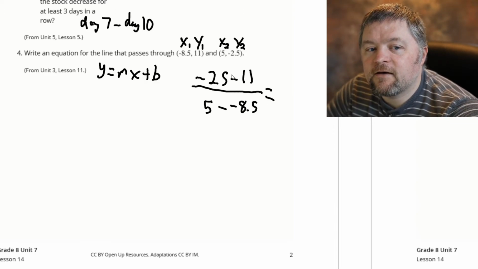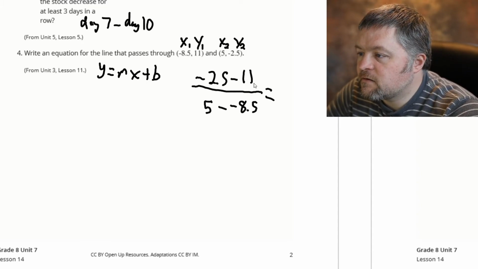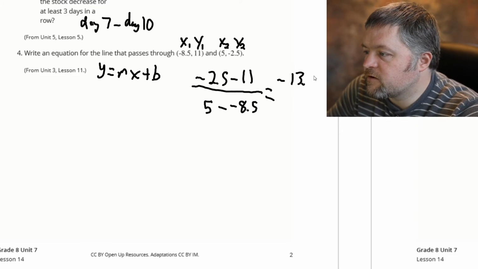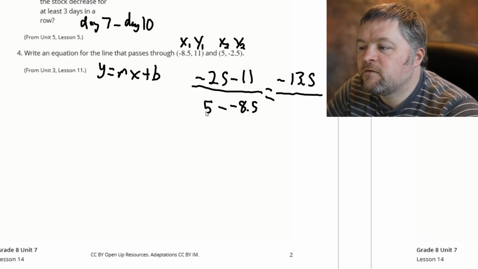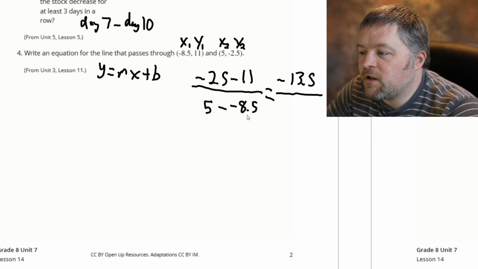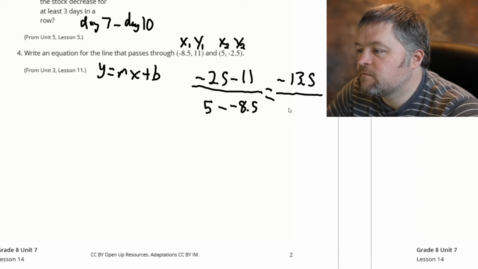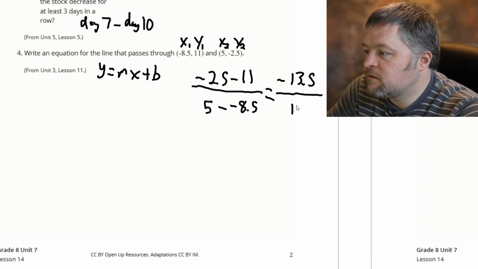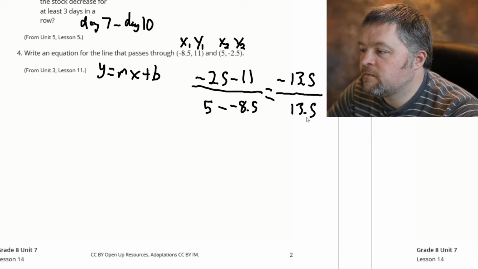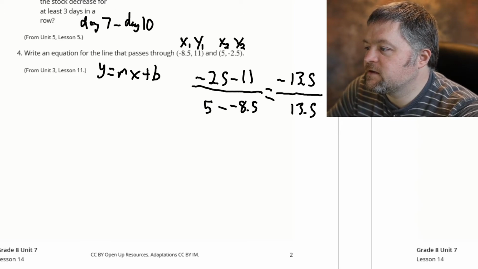Negative 2.5 subtract 11 would be negative 13.5, over 5 subtract a negative is adding, so 5 plus 8.5 is 13.5. Negative 13.5 divided by positive 13.5 is negative 1.